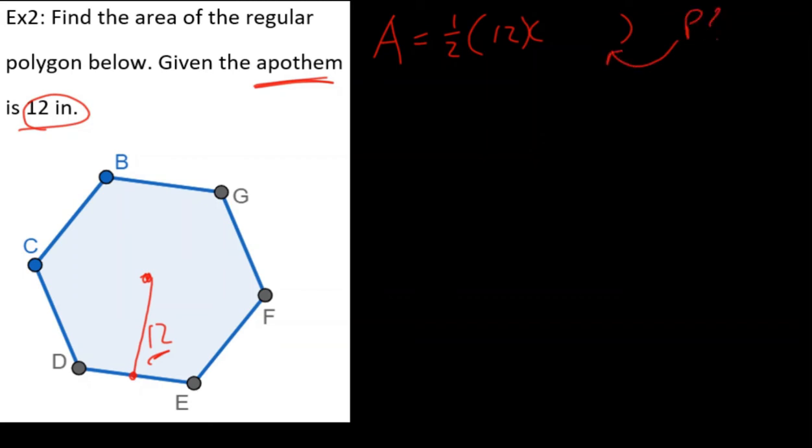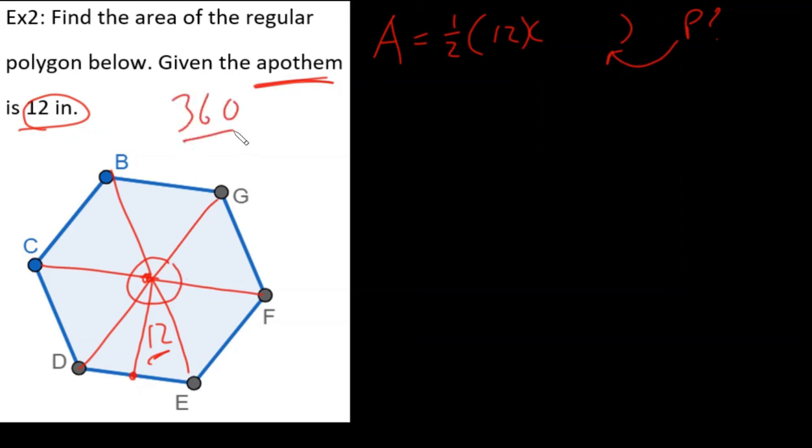What is that? Well, how do we start these area of regular polygon problems? We always start by drawing this into 6 equal triangles because we have 6 sides. And we know that every single one of these central angles will always add up to be 360 degrees. And ask yourself, what is 360 divided by 6, the number of 1, 2, 3, 4, 5, 6 sides of this polygon? Well, 360 divided by 6 would give us 60 degrees.